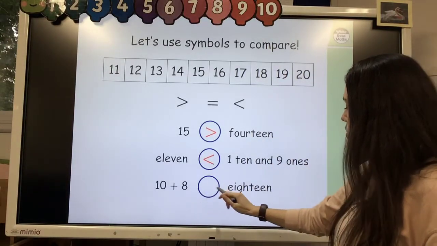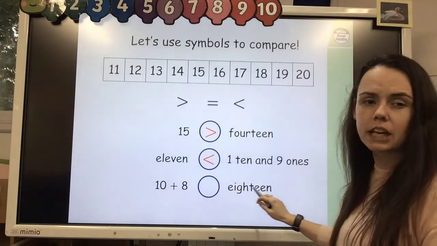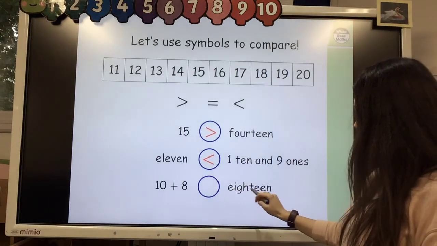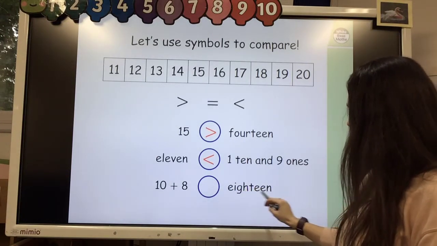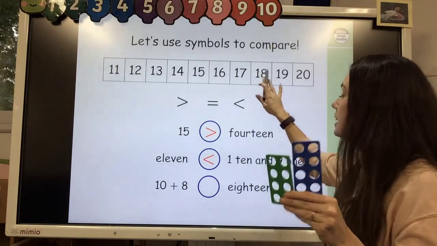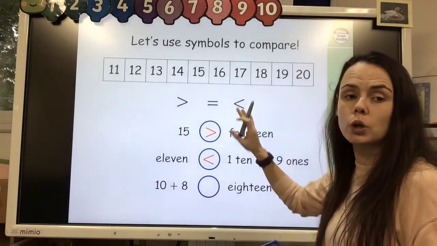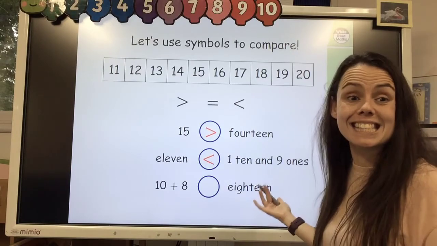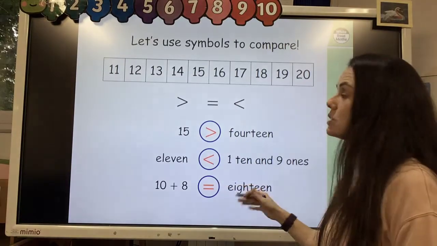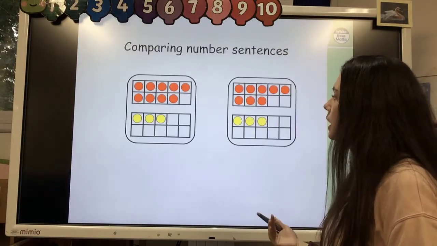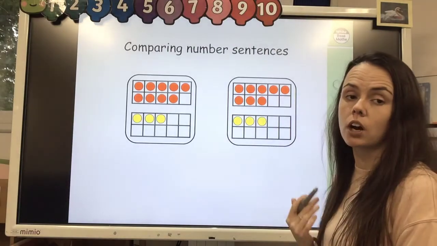And is it bigger or smaller than this word here? What's this number here? We've got 18. So is 10 plus 8, which makes 18, bigger or smaller or the same as the word 18? It's the same, isn't it? So we can put our the same as or our equal symbols here. Well done. Now, let's try doing it with our 10 frames.